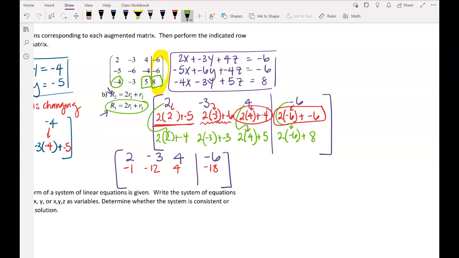Let's go to the green. 2 times 2 plus -4, that's 0. And this one right here, 2 times -3 plus -3, that's -9. Then 2 times 4 plus 5, that's 13. And my last green answer, 2 times -6 plus 8, that's -4. And then let's box it up. So the 2 rows that we changed were row 2 and row number 3.